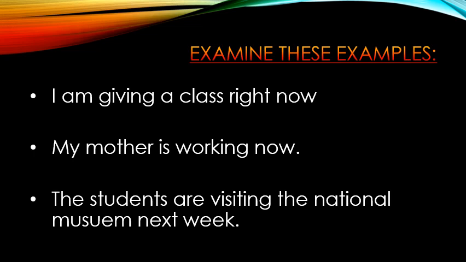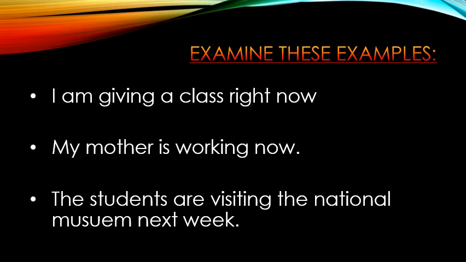Mostly when we talk about tenses, we mean time, a certain time that these actions are happening in. That's right. For example, in the simple past tense, we say that actions happened and finished in the past. This is the time, the past. But here, what do these sentences show? When are they happening? I am giving a class right now, at this moment. So the time is now. The action is happening now, so it takes a time in the present. My mother is working now, also at this moment.